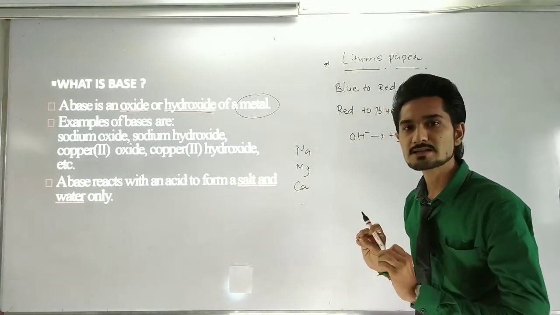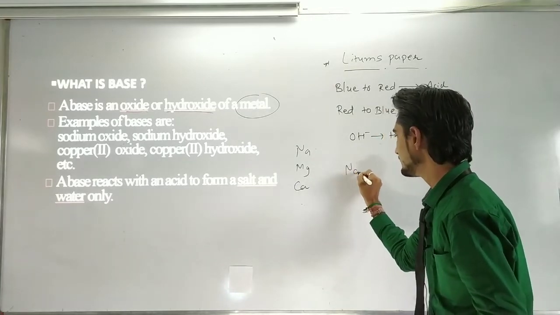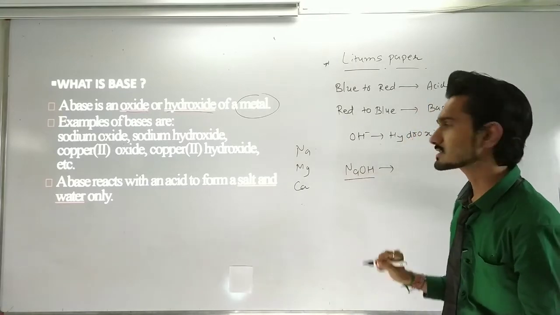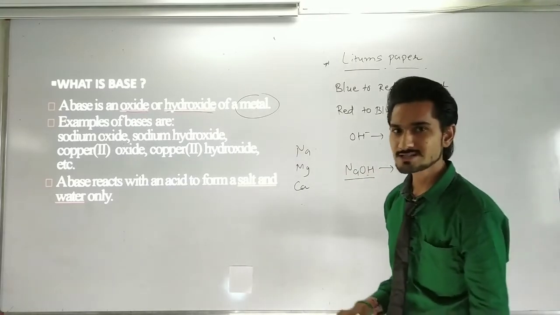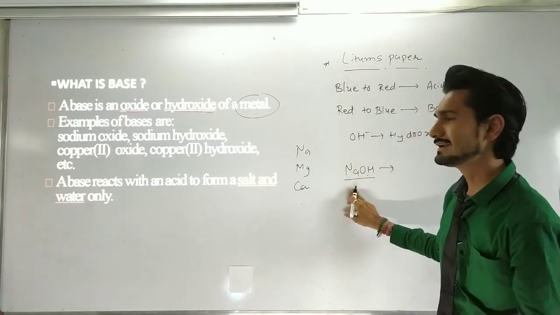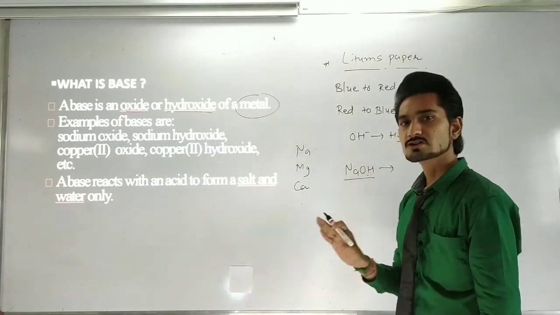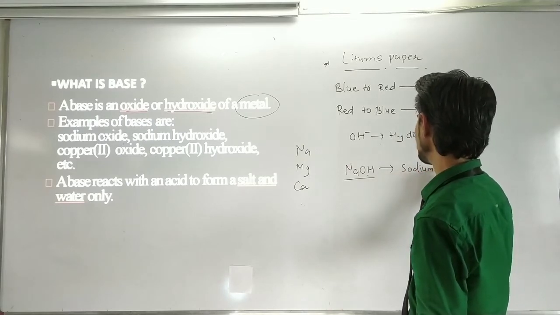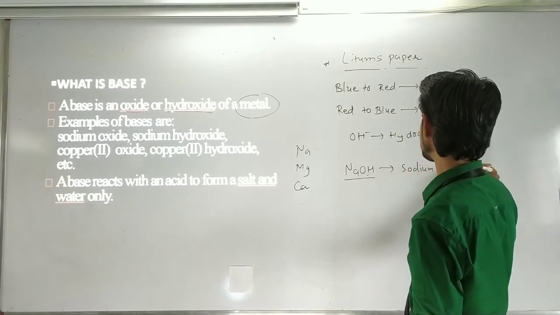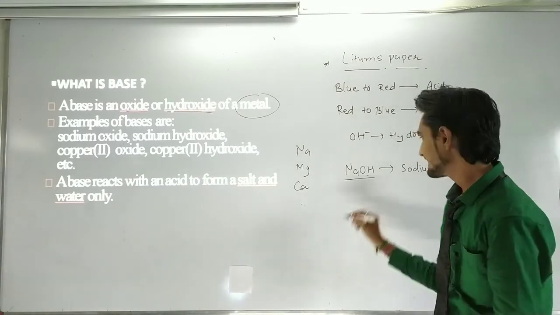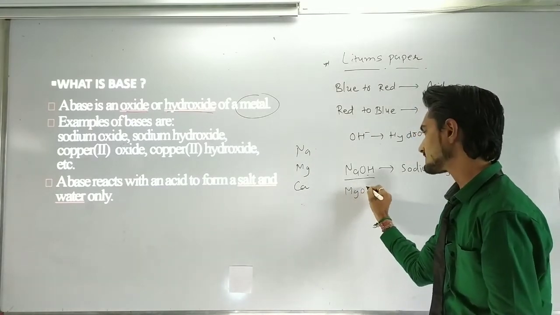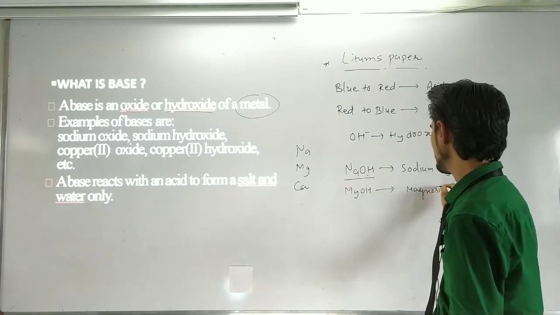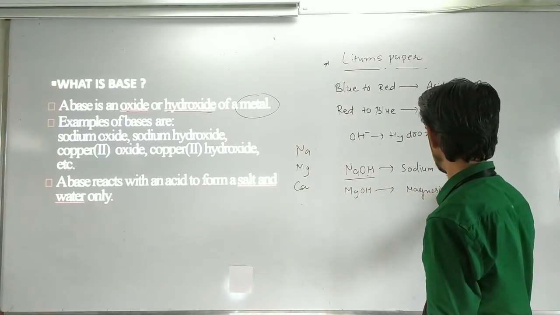Now what should I do? NaOH. So what should it be called? Sodium hydroxide, because we know the pronunciation of OH is hydroxide, and Na is called sodium, and it gives us sodium hydroxide. So you can easily say that sodium hydroxide is a base. Same like that MgOH will be called magnesium hydroxide.